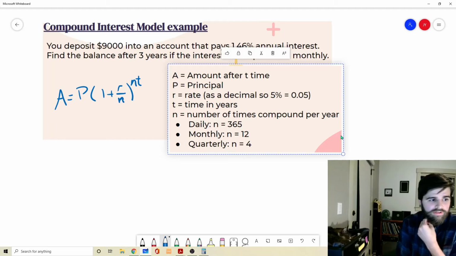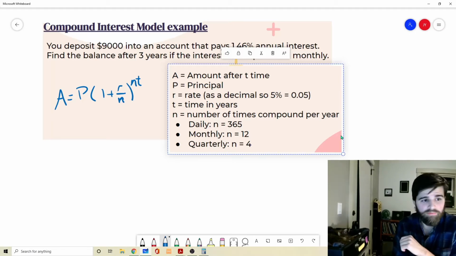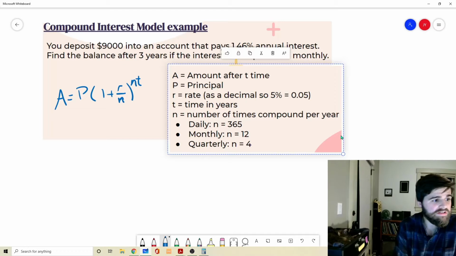We'll look at this more in class, but this is the basic idea, and it looks a little complicated. But all we have to do is identify the right variables and plug them in the right place. So let's take a look at what we have. A stands for the amount. So it's going to be our answer, the amount after so much time. P is our principal. That means the starting amount.